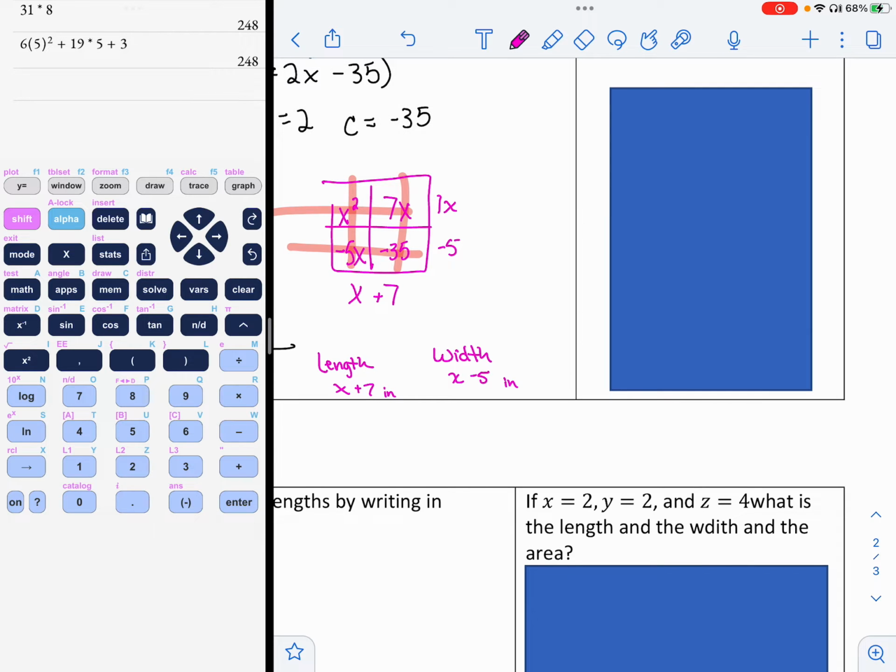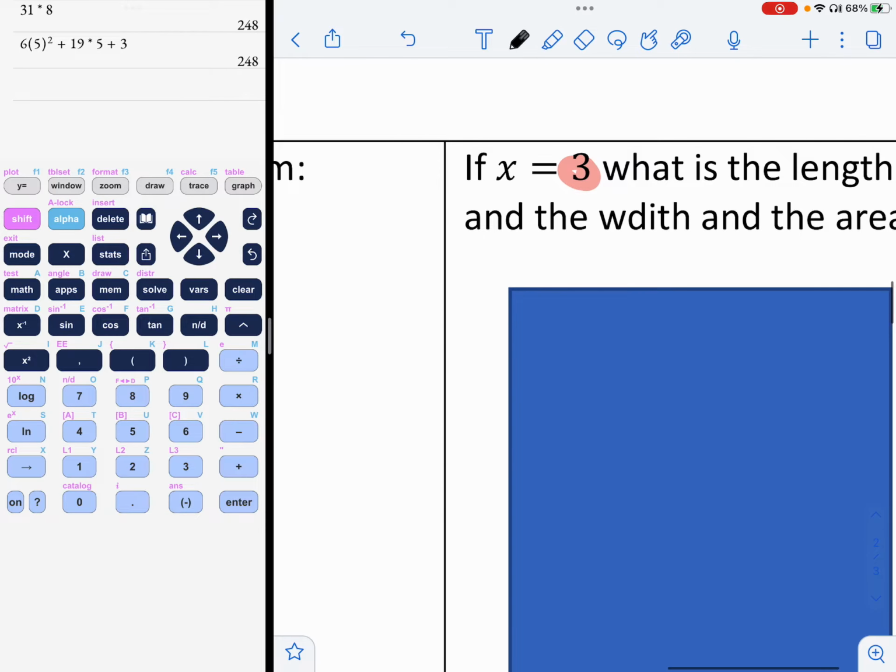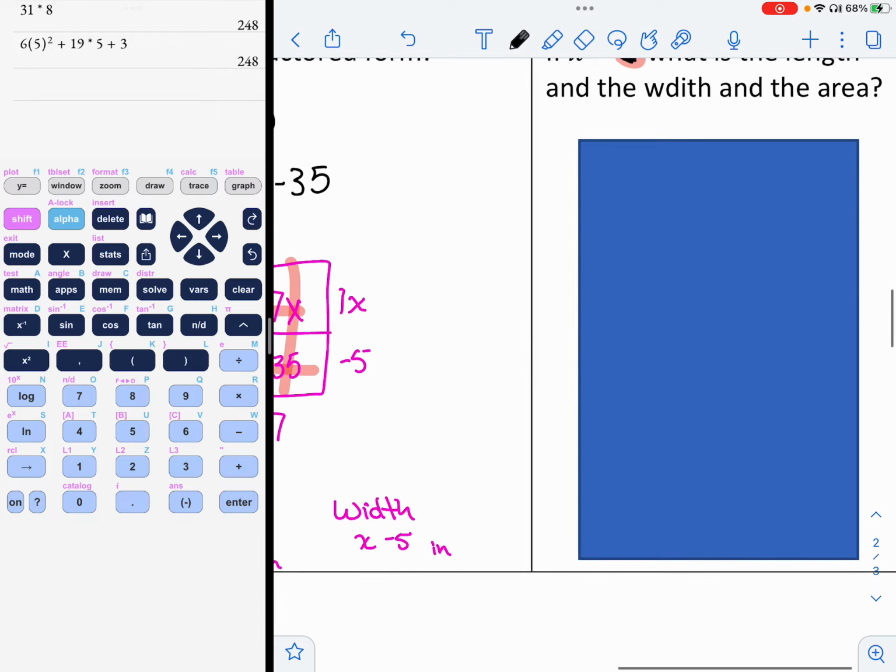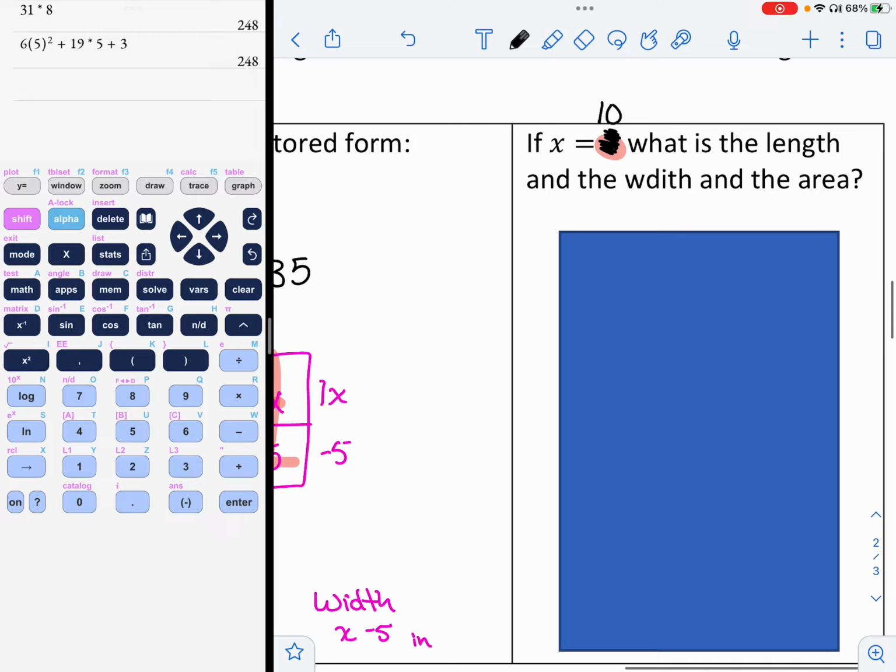Now over here, I had to pause the video. Over here I had x equaling 3, and it gave me a negative dimension. So we're just going to make x equals 10. That clears any issues up that I was having. So everybody make x equals 10 here. I'll change that on your notes.